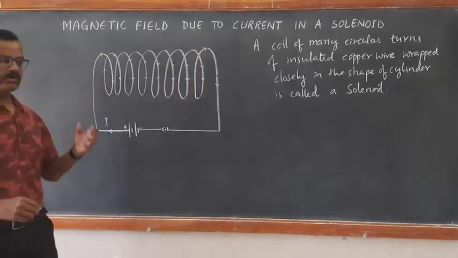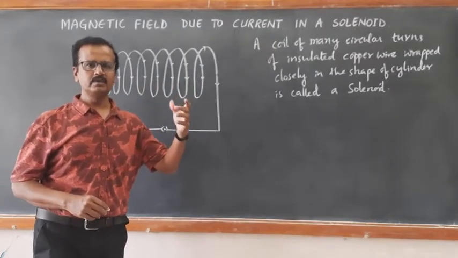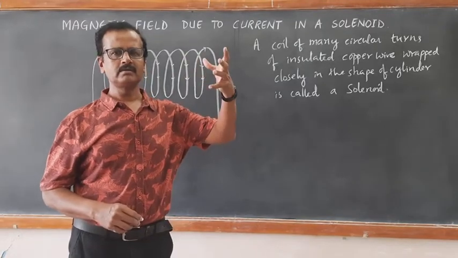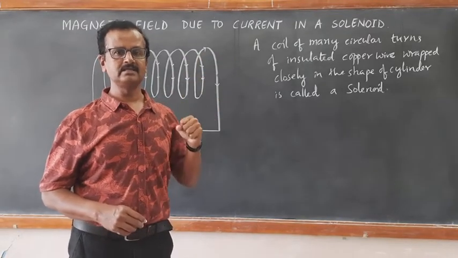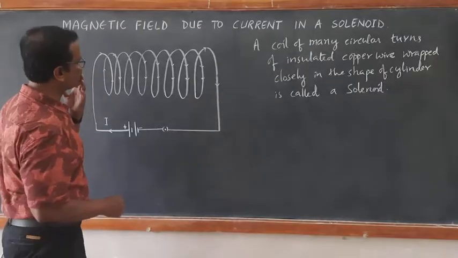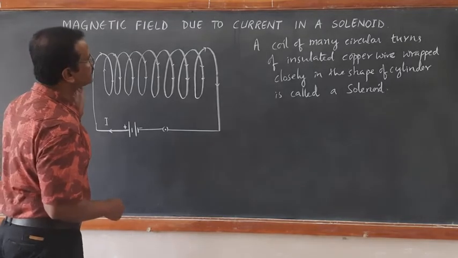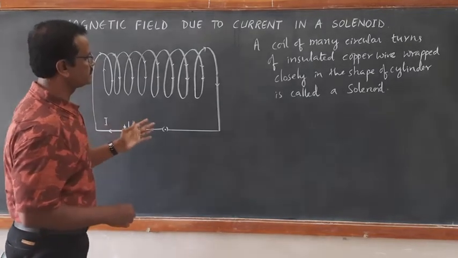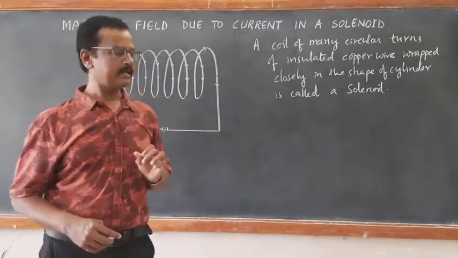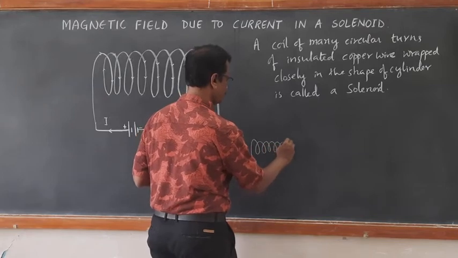Now each turn contributes to the magnetic field. We have just learned in the previous video that a circular turn or circular coil has a magnetic field. So each coil contributes to the magnetic field, and it is very interesting. If you actually study this magnetic field, it looks just like the magnetic field of a bar magnet. If I take a smaller one, see here I am taking just a smaller one, right?